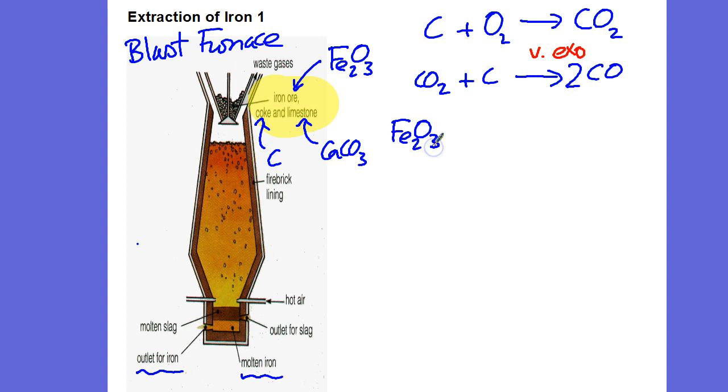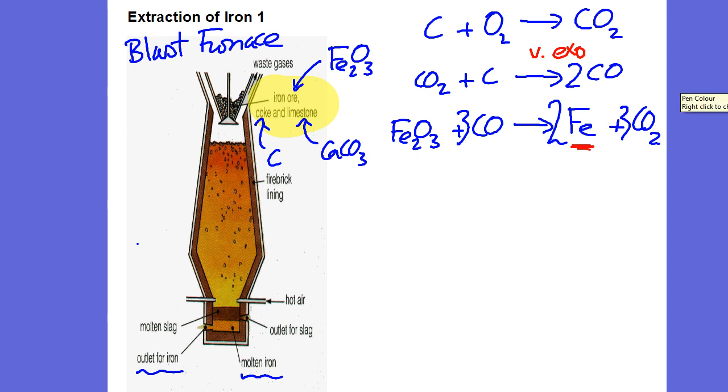Here's my iron oxide from the iron ore, and it reacts with the carbon monoxide to produce iron, and the carbon monoxide takes the oxygen to form carbon dioxide. And we would balance that by putting a 3 here, a 3 here. Let's just count. Our carbons are balanced, our oxygens are balanced, and that leaves us with 2 irons. So that produces pure iron.